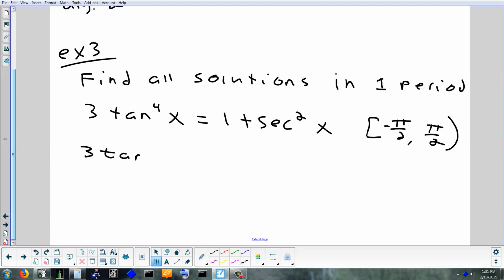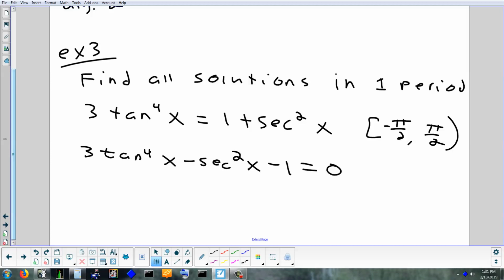So I have 3 tangent to the 4th. That's going to stay right where it is. What do I have to do to move the 2 things on the right over to the left? I want to move both of them. Subtract them. So let's minus the secant squared, and minus the 1.